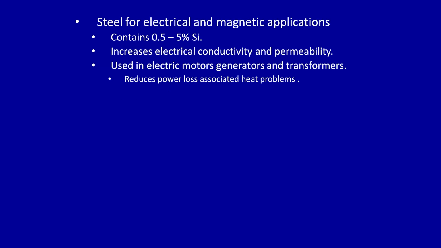And then there are steels used for electric and magnetic applications, like electric steels, used in transformer cores. They contain silicon, and silicon increases the electrical conductivity and permeability. They are used basically in electric motors, generators, transformers. They reduce power loss associated with heating problems. As you know, transformers are used to step up or step down the voltage, right. So when you get power at 11,000 volts from the power plant, it has to be stepped down to 220 volts. That is why transformers are used, and a transformer uses a magnetic core. The magnetic core is made up of silicon containing steels, a very widely used material.